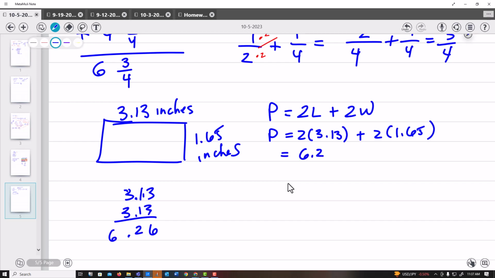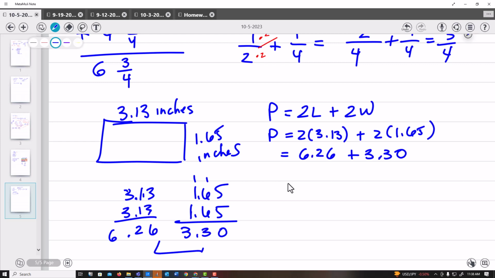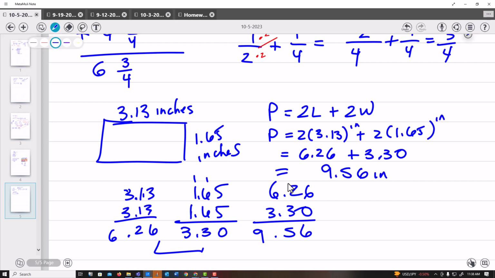So 6.26, and then doubling 1.65: 10, carry 1, 12, 13, carry 1, 1, 2, 3, 3.30. And now I add those, 6.26, 3.30: 6, 5, 9. So I get 9.56, and they asked for units. Well, remember, both of these are in inches, so your final answer would be in inches. The only way it would be square inches is if they asked you to find an area.